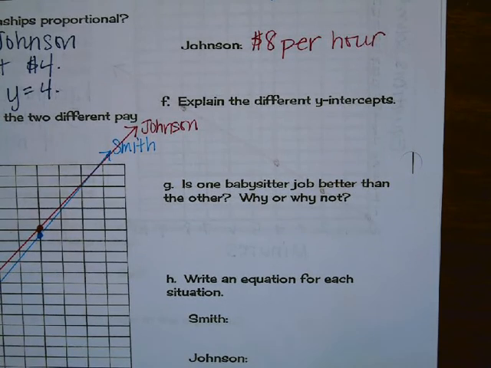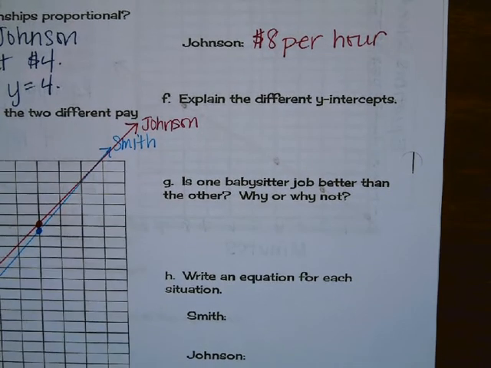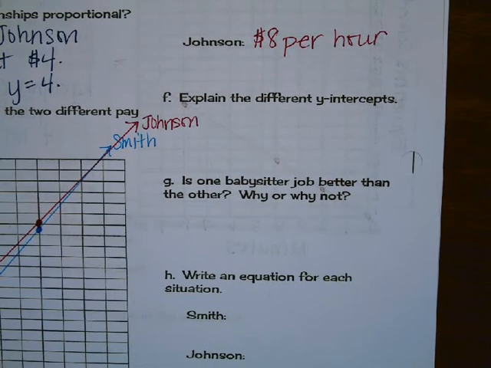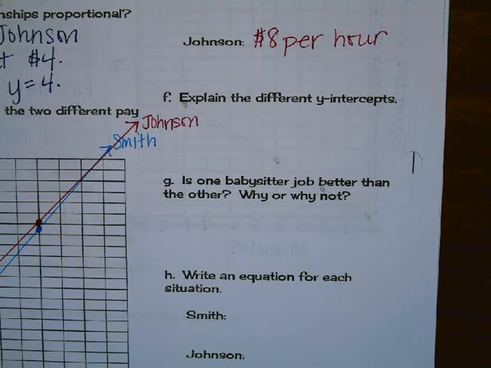So now we have to explain these different y-intercepts, because if you remember when we graphed them and we looked at our table, for some reason I started at 0 and Miss Johnson started at $4. So the reason being could be anything. You can kind of come up with any different reasons.